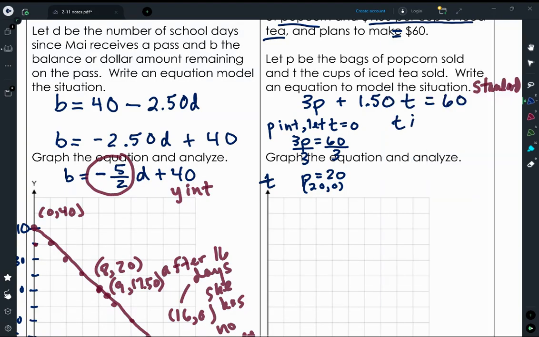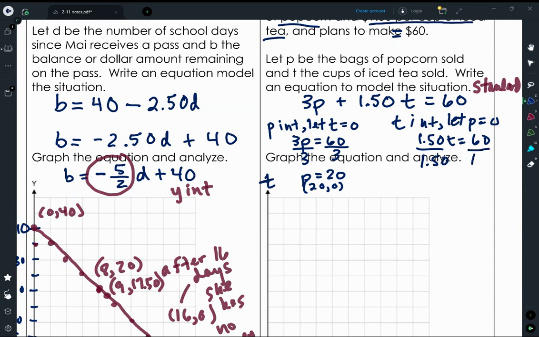T, why is this not writing? T-intercept. We are going to let p equal 0. So that means 3p is now zeroed out. 3 times 0 is 0. All we have is 150t equals 60. And then I'd have to divide both sides by 150.